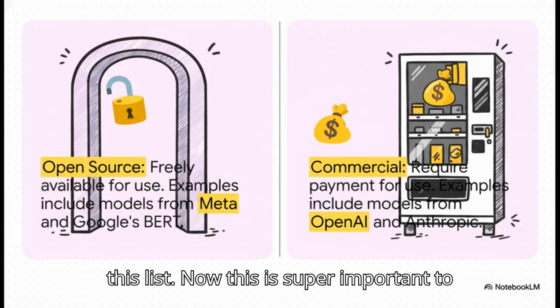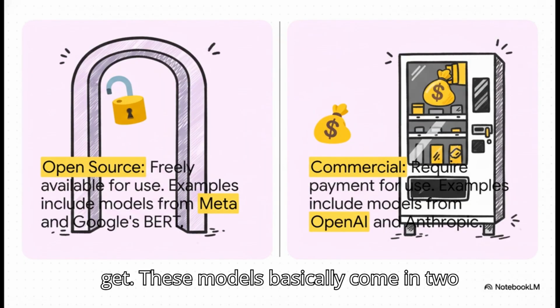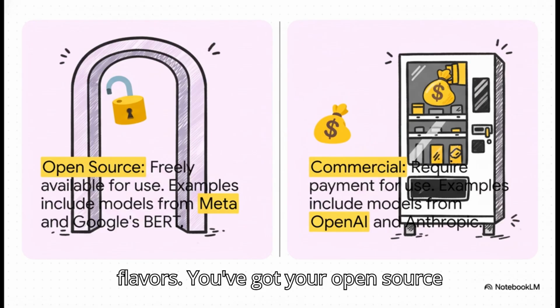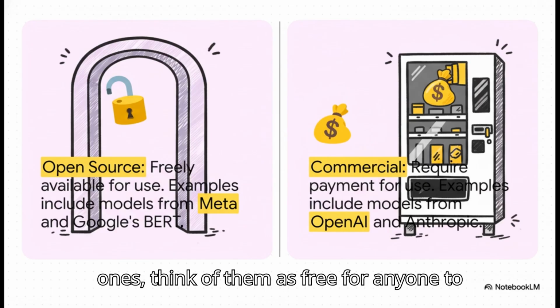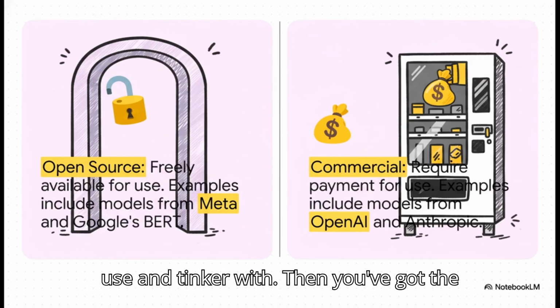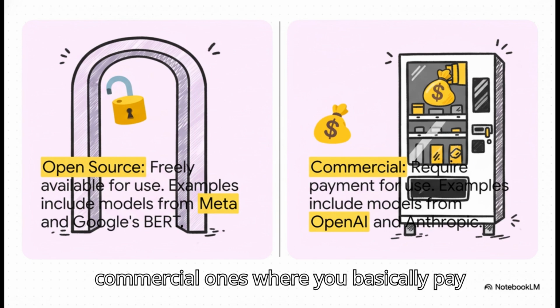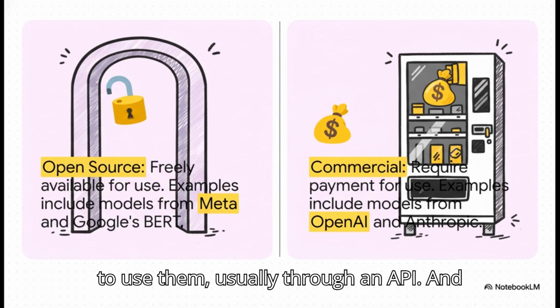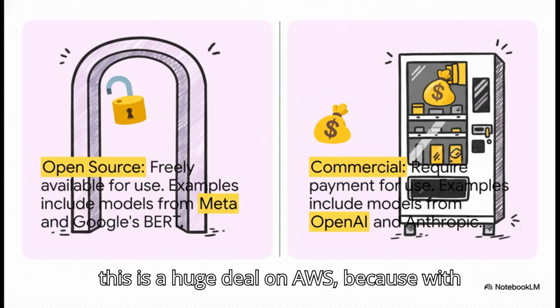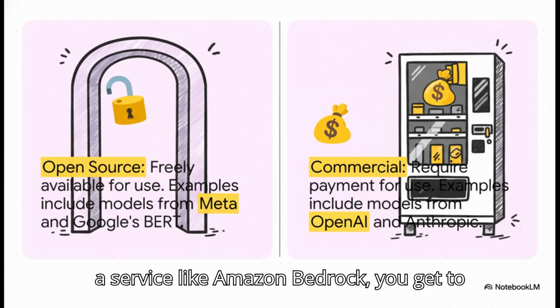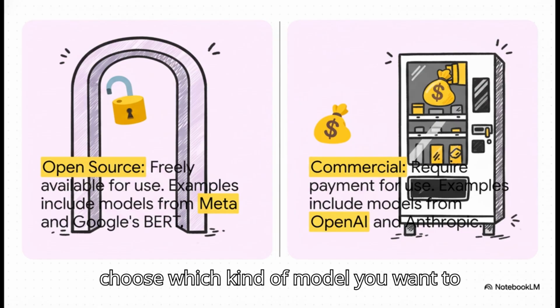Now, this is super important to get. These models basically come in two flavors. You've got your open source ones. Think of them as free for anyone to use and tinker with. Then you've got the commercial ones, where you basically pay to use them, usually through an API. And this is a huge deal on AWS, because with a service like Amazon Bedrock, you get to choose which kind of model you want to work with.